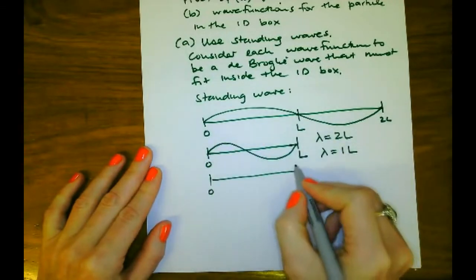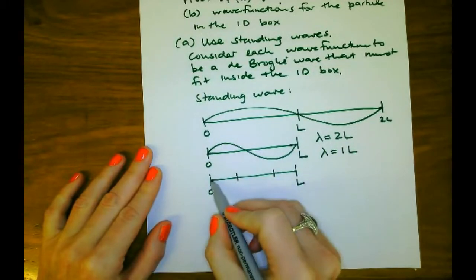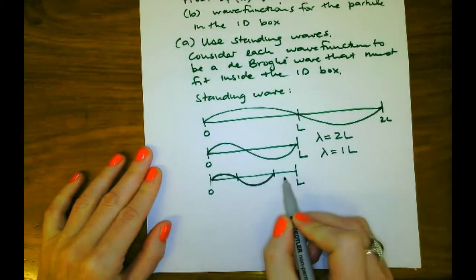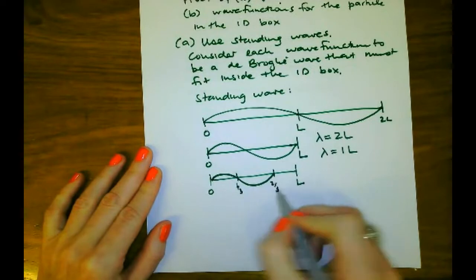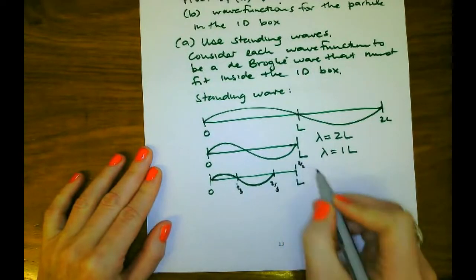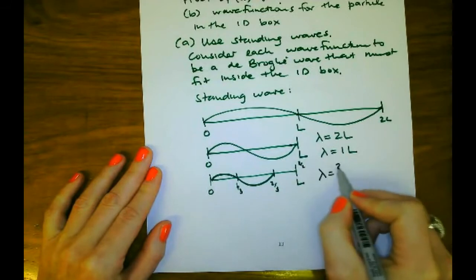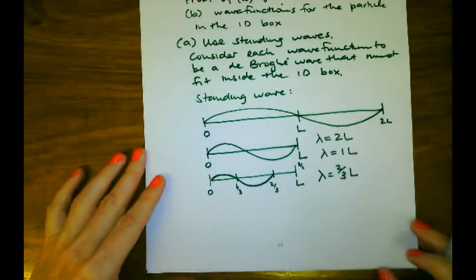And these are examples of standing waves. Another option is to fit one wave in 2/3 of the box. So there's 1/3, 2/3, that's one box. So in that case, the wavelength is 2/3 of the box.